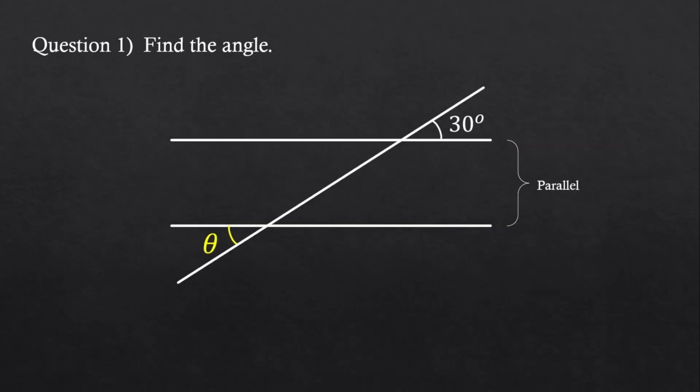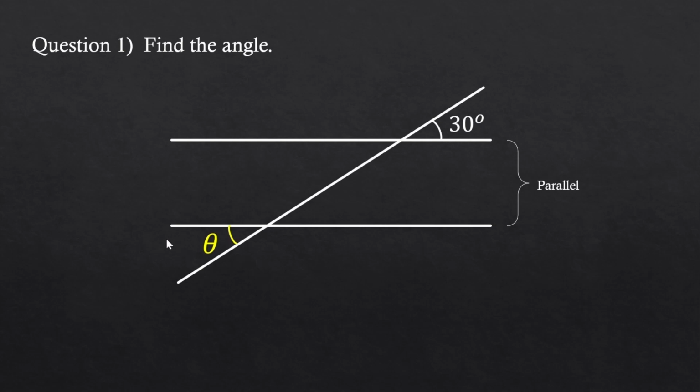Let's now start talking about the angles, which is today's topic. Question 1, find the angle. I don't know if you have seen this symbol before. This symbol is called theta. It's actually a Greek alphabet. People usually use this Greek alphabet to talk about the angles. So it's good to know.